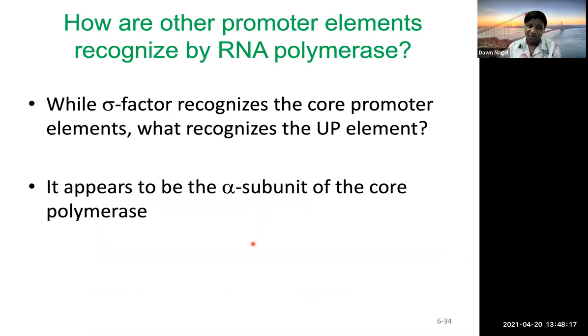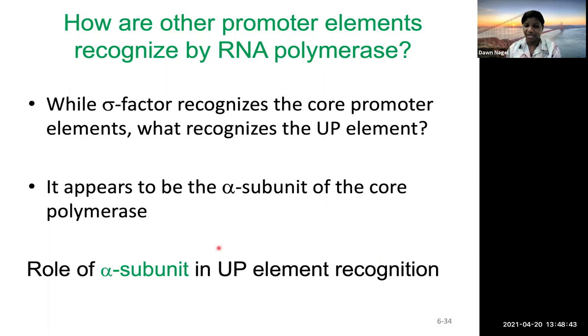How are the other promoter elements recognized by RNA polymerase? We know that the sigma factor recognizes the core promoter elements, the -10 and -35. So what recognizes the UP element? There must be something in the polymerase to recognize it, and this appears to be the alpha subunit. There are 2 molecules of the alpha subunit present in the core polymerase, and that's the subunit that helps to recognize the UP element.